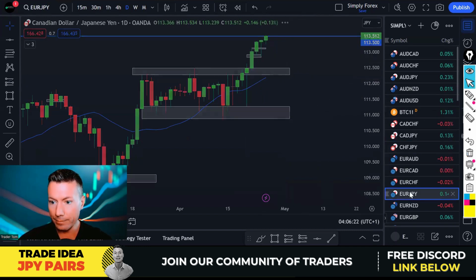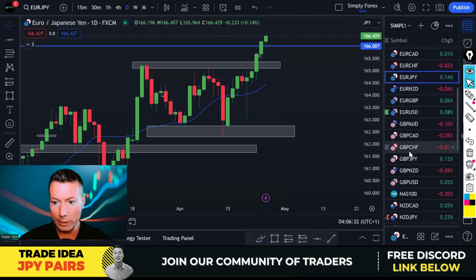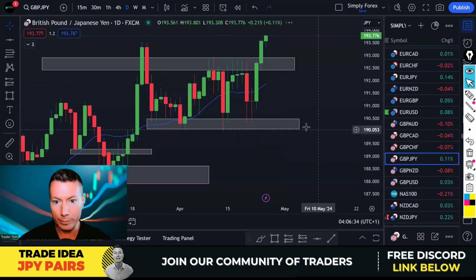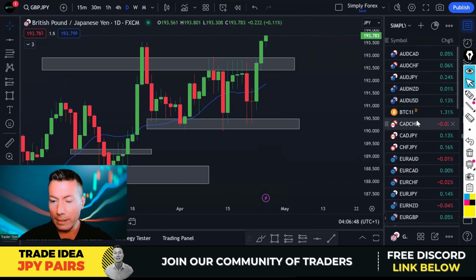Euro yen, again, bullish, bullish, bullish. Break of an important piece of resistance. I'm just showing you can literally buy any yen pair at the moment. Pound yen, this has just broken these highs over here and this important level here, clearly in an uptrend. All right, so you can trade pretty much any of those yen pairs.